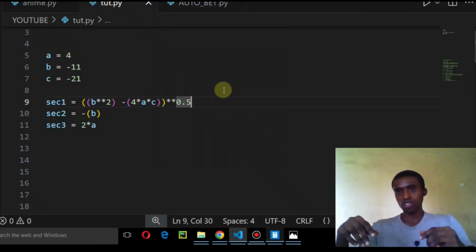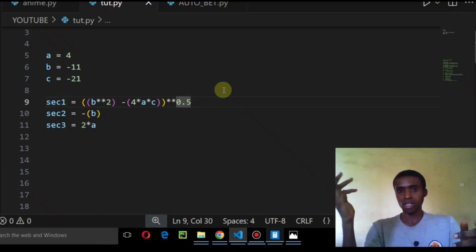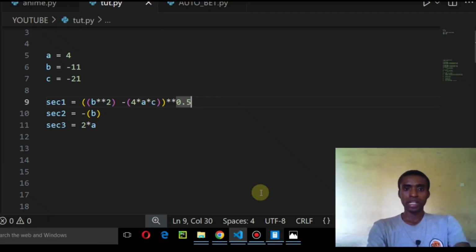The 1 moves to the other side and becomes the exponent 1, and the 2 moves to the other side and becomes the square root. Is that correct? So with this we have solved for the square root.